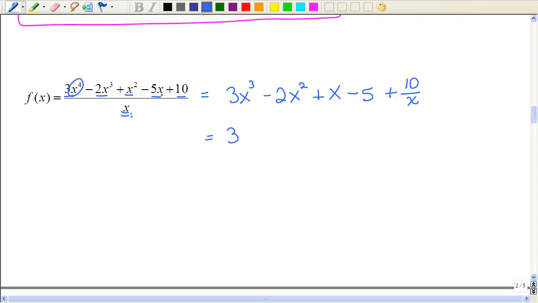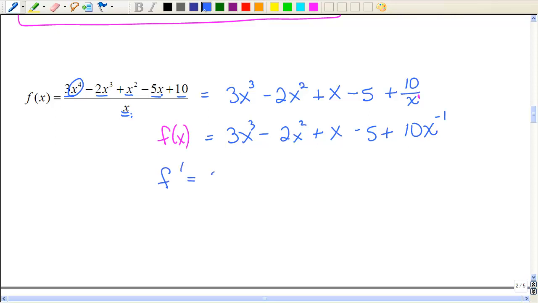Well, we don't have a rule for that yet, but even when we do have a new rule, this is still the easiest one: when the variable is on the bottom, you can pop it up to the top by changing the sign of the exponent. Remember, there's a power of 1 right there. Okay, so that is the function rewritten a different way.